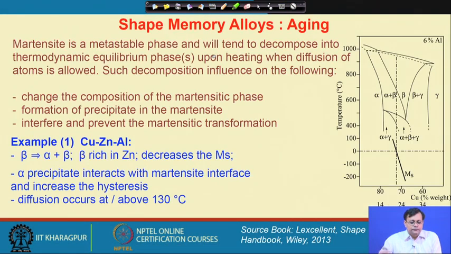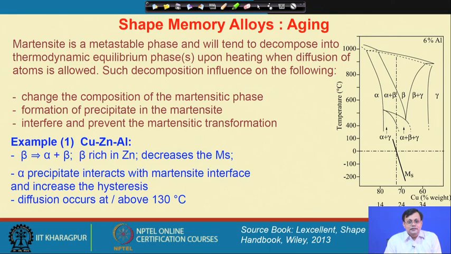So, let us start first with the aging phenomena in the case of copper base or non-ferrous alloys. What do we really mean by aging? Martensite is a metastable phase, there is no doubt about it, because it is a diffusionless phase transformation, a martensitically transformed product from the austenite phase, and it will always tend to decompose into a thermodynamic equilibrium phase upon heating, once we have allowed some activation energy for diffusion to occur.